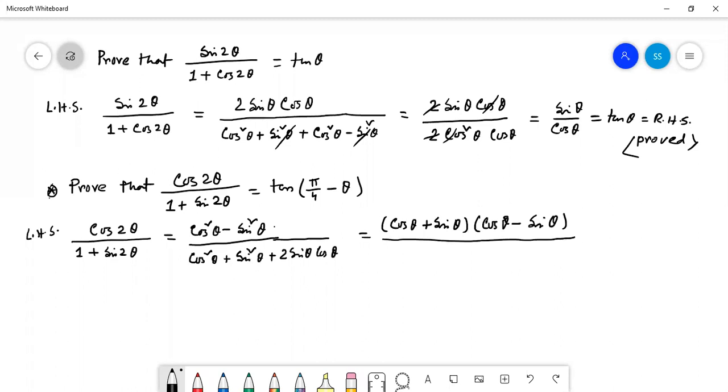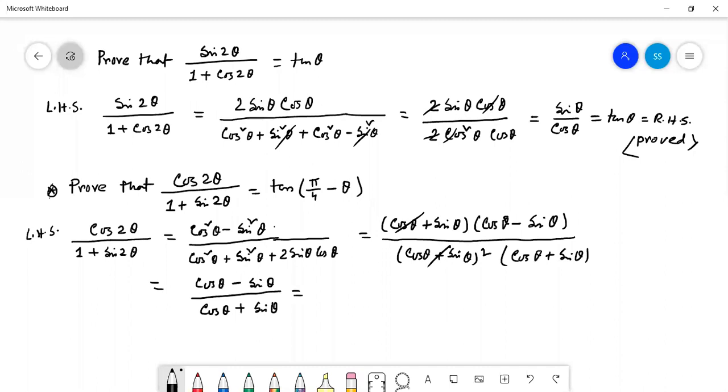For the lower half, if we say cos theta equal to a, then it is a square plus b square plus 2ab, so (a plus b) whole square. That means it can be written as (cos theta plus sin theta) whole square. So this one and this one cut, only cos theta plus sin theta will be remaining. So here it is given only cos theta minus sin theta by cos theta plus sin theta.